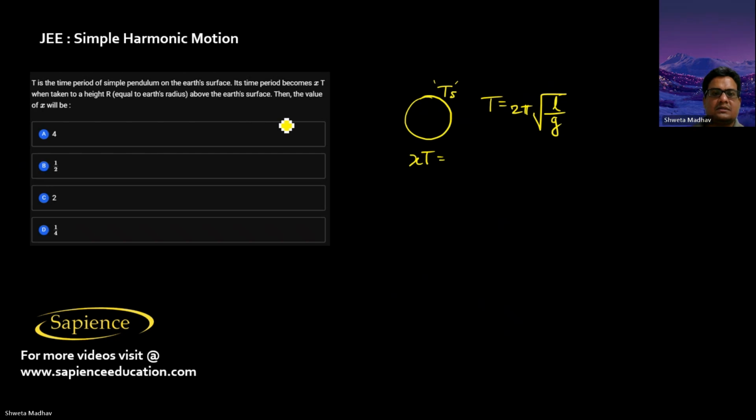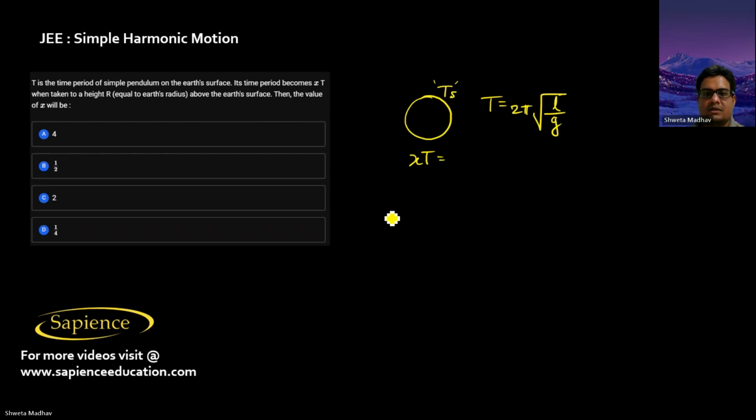Then it is told T is the time period of a simple pendulum on the Earth's surface. Its time period becomes xT when taken to a height R above the Earth's surface, then the value of x will be. So on the Earth's surface, the time period is T seconds. T is equal to 2 pi root over L by g. And the time period is xT when taken to a height R, where R is equal to the radius of the Earth.